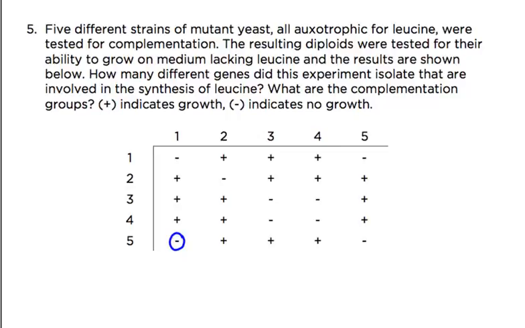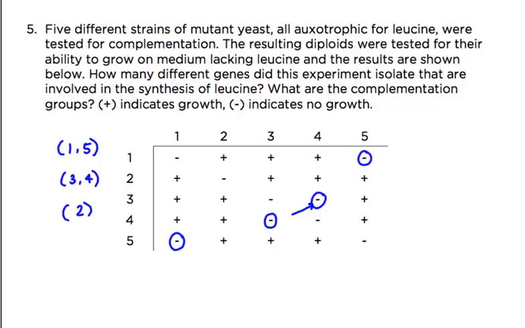Okay, and then you also see, if you look down the 3 column, you see that 3 complemented with 4 does not give any growth. And that's the same as this, 3 and 4. And then again, here's 5 and 1. So we know that the complementation groups for this are going to be 1 and 5, because they do not complement each other, 3 and 4, and then 2 is by itself.